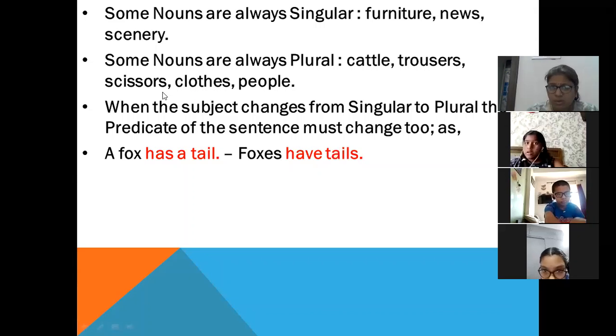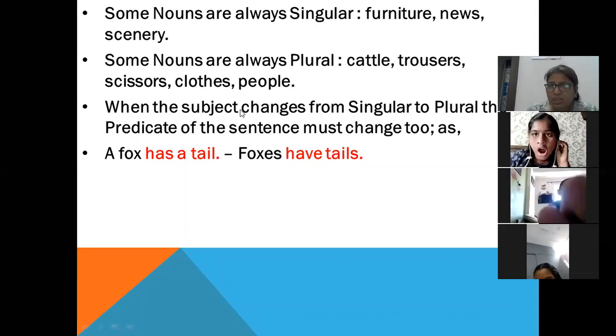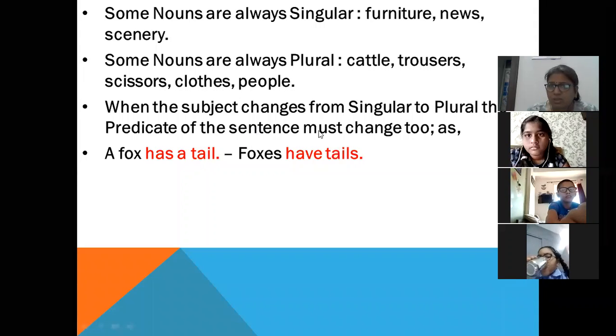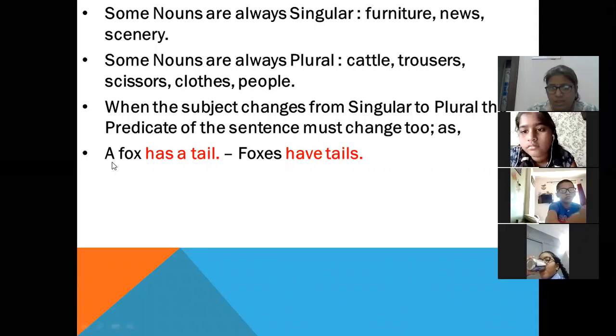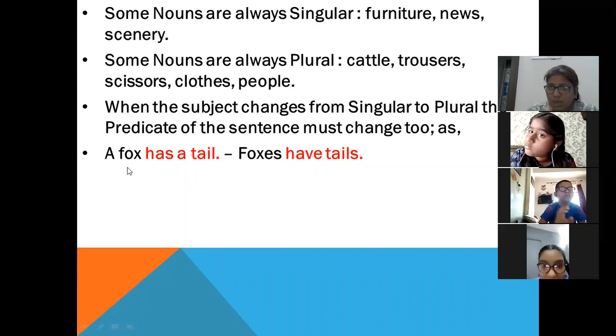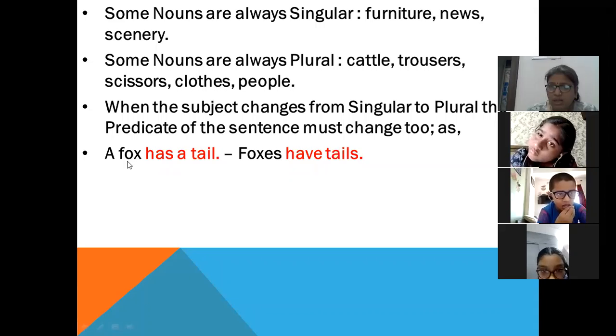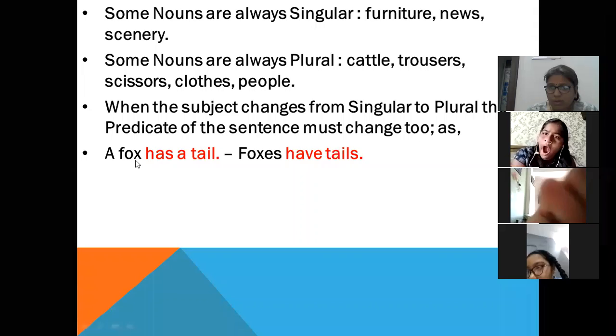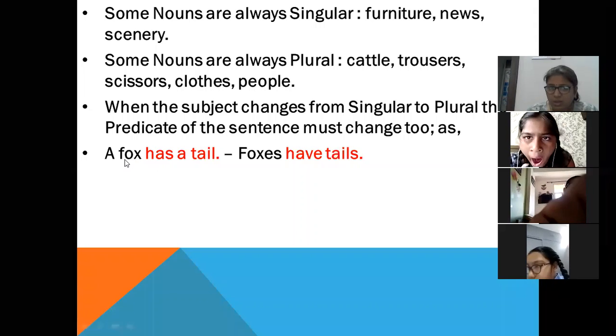You say clothes. Okay. When the subject changes from singular to plural, the predicate of the sentence must change too. Now here if I take a sentence, a fox has a tail. So a fox is the subject. What is the subject? We are saying something about this noun. And what is said about the subject is your predicate. So I am saying a fox has a tail.